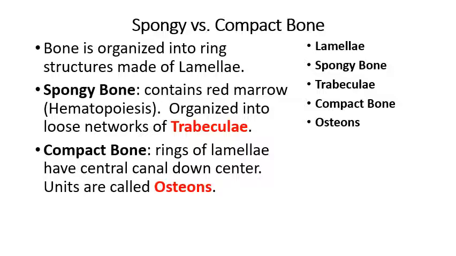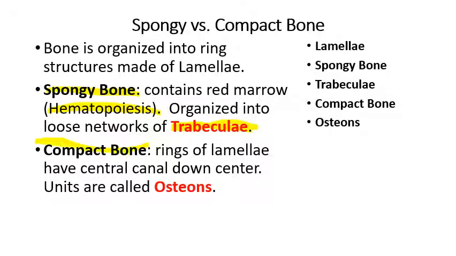Okay, now the spongy bone is where the red blood cells and white blood cells are being created through a process called hematopoiesis. And spongy bone is organized into a kind of a loose network that looks like a sponge. And the networks are called trabeculae. Right, so all of these little spongy structures individually are called trabecula. Plurally, they're called trabeculae.